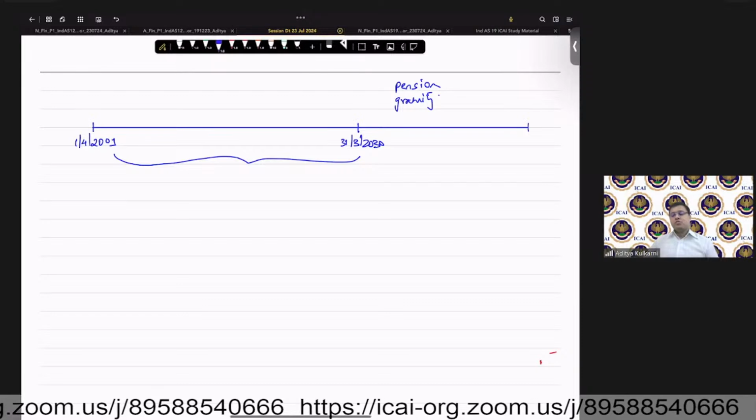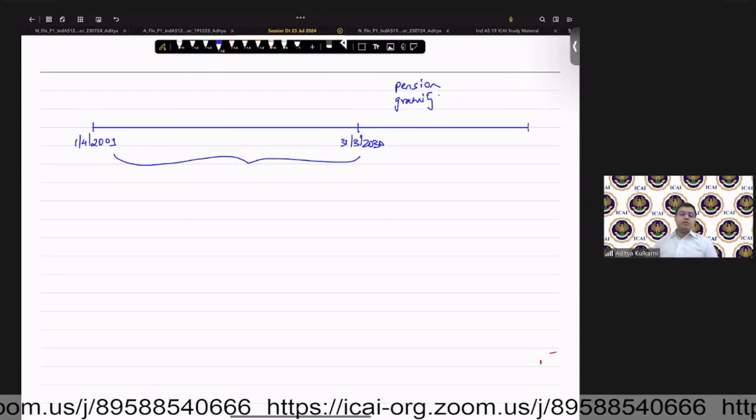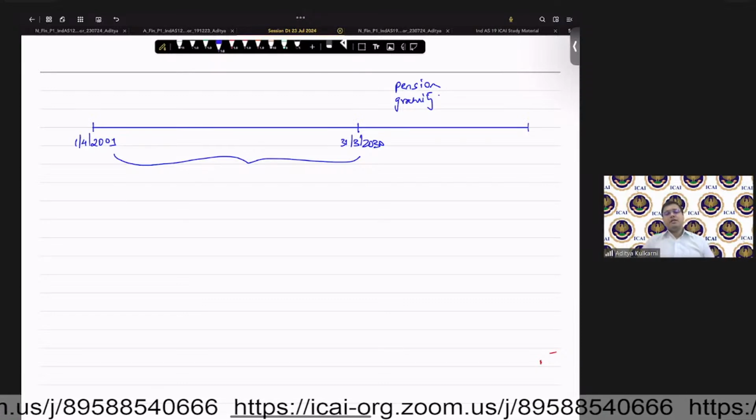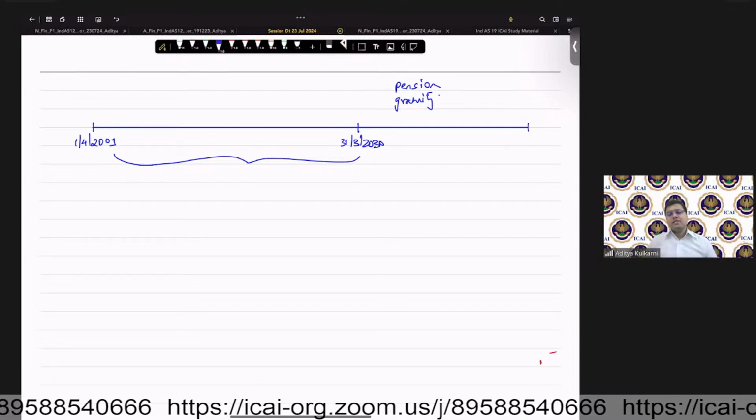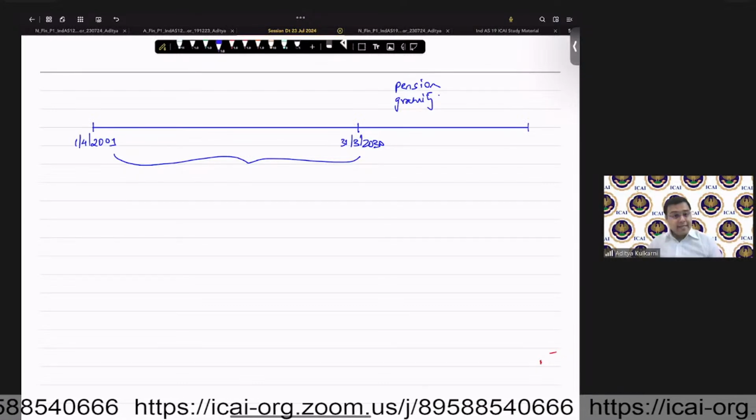All right. Manish, what do you think? When should the expense towards pension and gratuity be booked? That's right, Abrakesh. Okay, Manish, बताइए. From the beginning, absolutely right.